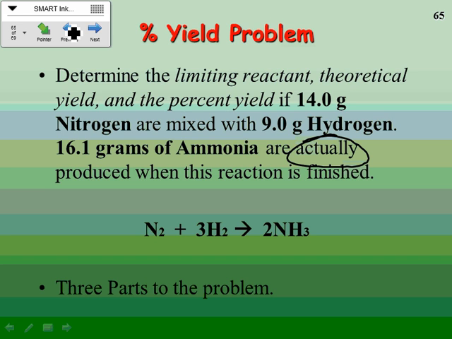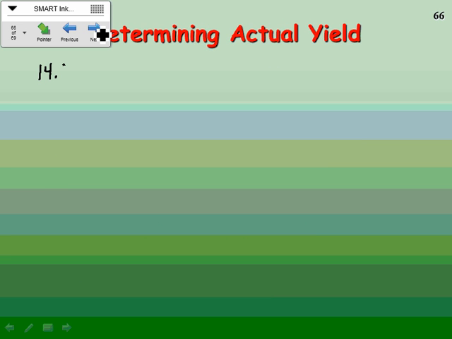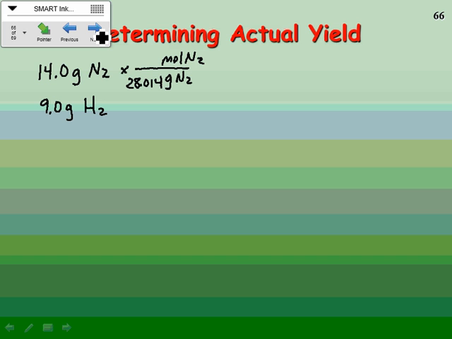14 grams of nitrogen, 9 grams of hydrogen. So 14.0 grams of N2 and 9.0 grams of H2. I didn't just mix those up, did I? I forget things very quickly. Okay. So then, 1 mole over 28.014, because you have to multiply the molar mass of nitrogen by 2. We're going to go from grams of N2 to moles of N2, and then from moles of N2 to moles of NH3.